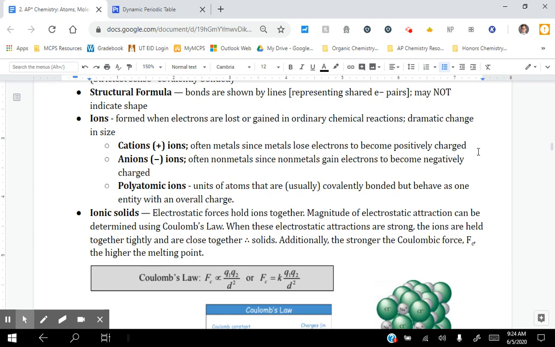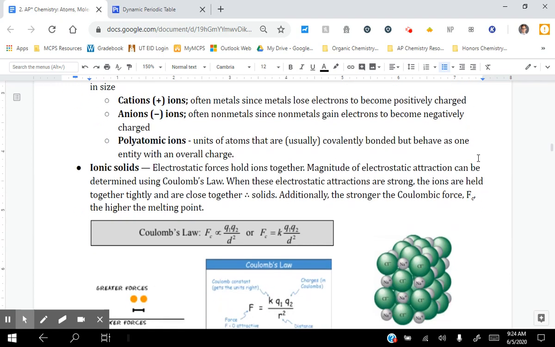The term cation refers to a positive charged ion. Usually this refers to metals that have lost electrons to become positively charged. We have anions, which are negatively charged. These are often nonmetals that gain electrons to become negatively charged. Polyatomic ions are also considered anions because these are units of atoms that are usually covalently bonded but behave as one entity and have an overall charge. Typically, it's negative. There is one positive polyatomic ion we'll talk about in the next lesson, but the majority of them are negative, so you can consider them to be anions.